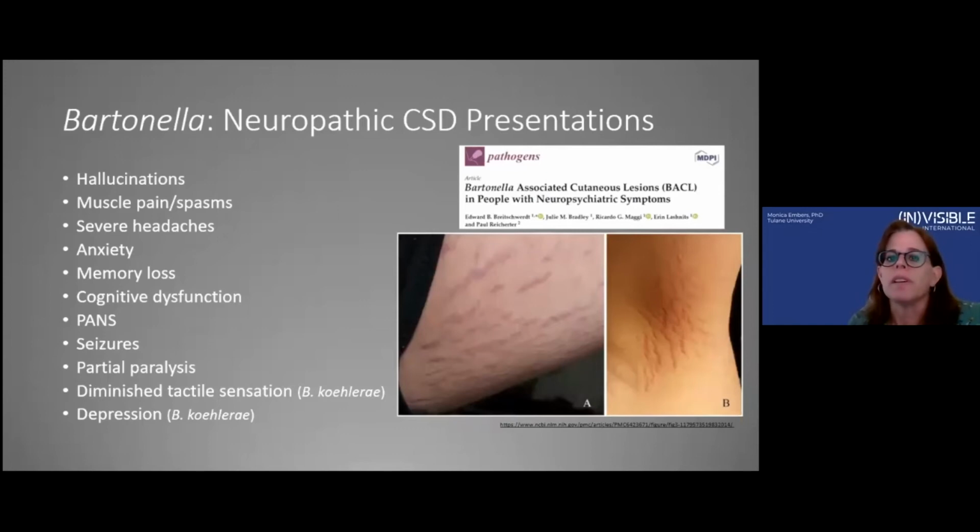Shown here is Bartonella. This is an acute onset neuropsychiatric syndrome in patients with Bartonella. As you can see here, the striated skin lesions are a common occurrence in Bartonella infection. In this study, among patients with neuropsychiatric disorders who reported concurrent cutaneous lesions, 29 of 33 had positive serology or PCR for Bartonella. Bartonella can also cause hallucinations, muscle spasms, pain, severe headaches, anxiety, memory loss, generalized cognitive dysfunction, seizures, partial paralysis, diminished tactile sensation, and depression.